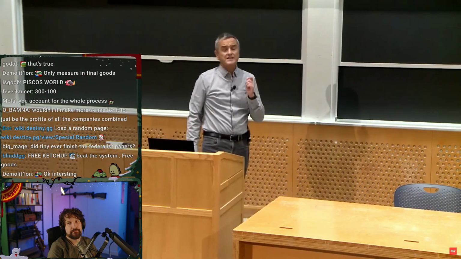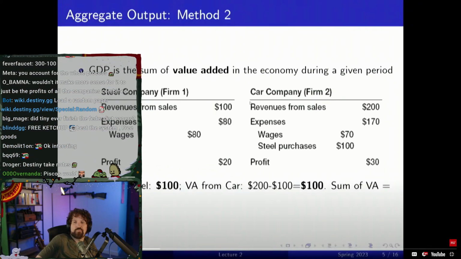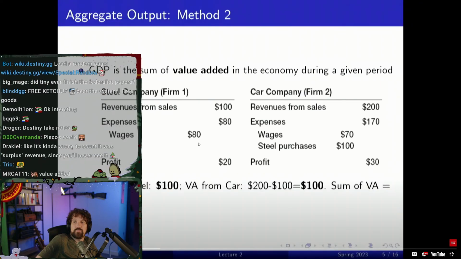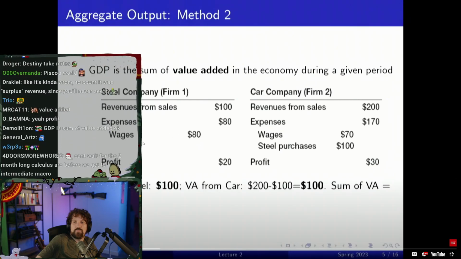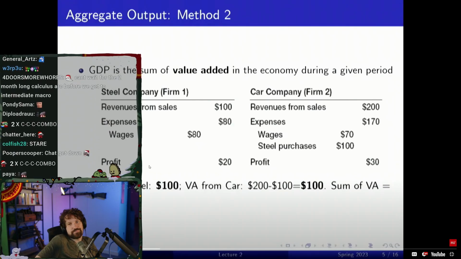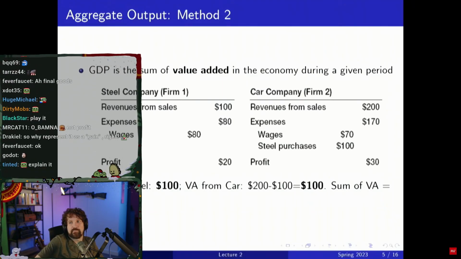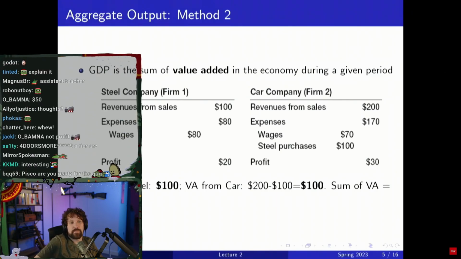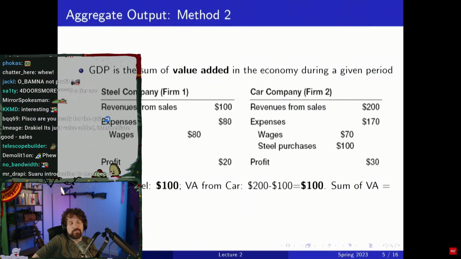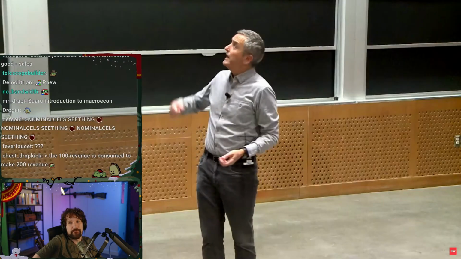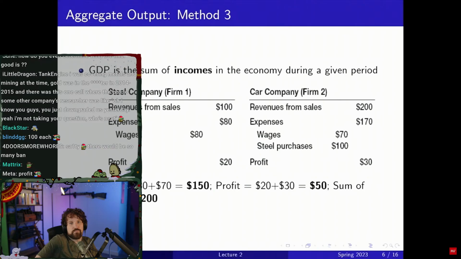Alternative method is GDP is the sum of value added in the economy during a given period of time. What is value added? The difference between the final goods produced by a company and the intermediate inputs it purchased to produce those goods. Okay? So what is the value added of the steel company here? It's 100. How do I know it's 100? Well, because it's not buying any intermediate input, and the revenue is 100. Okay? So that's the reason I get 100 there. There's no intermediate input.